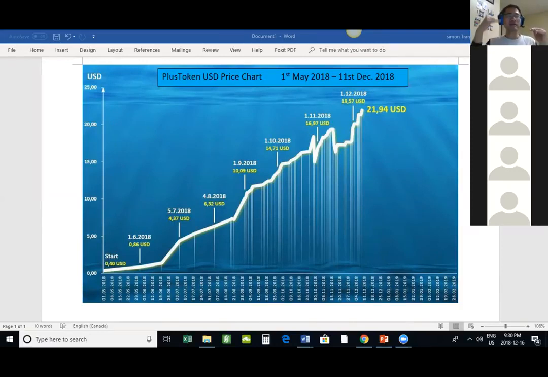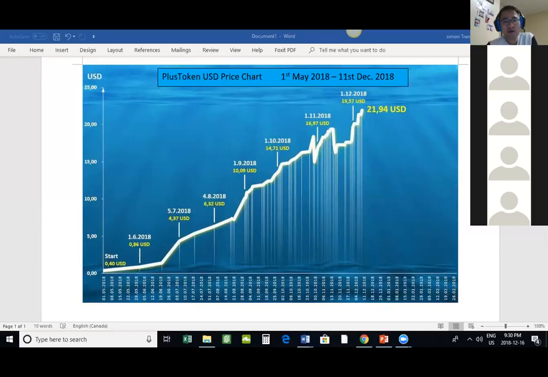Because every single day, the Plustoken reserve fund is getting more because the company is using our cryptocurrency to do arbitrage trading. When they make profit, they buy Ethereum to back our Plustoken price, right? So more reserve fund, what does that mean? More value for the Plustoken price.